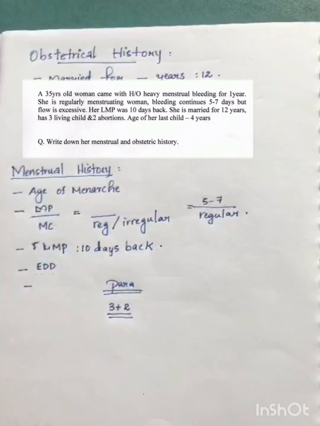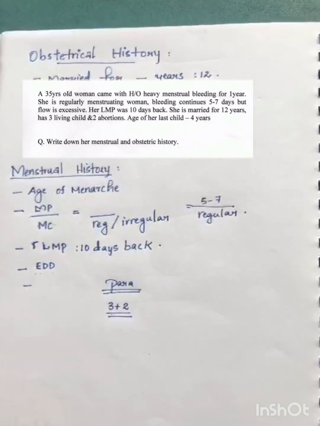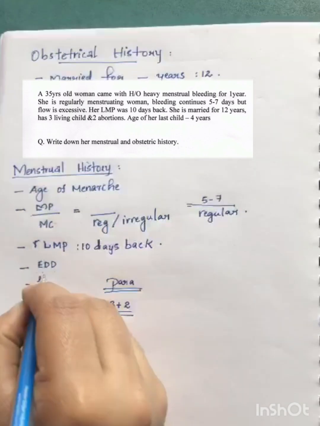Then the flow is mentioned. The flow is excessive, heavy menstrual bleeding. So here the flow is excessive.